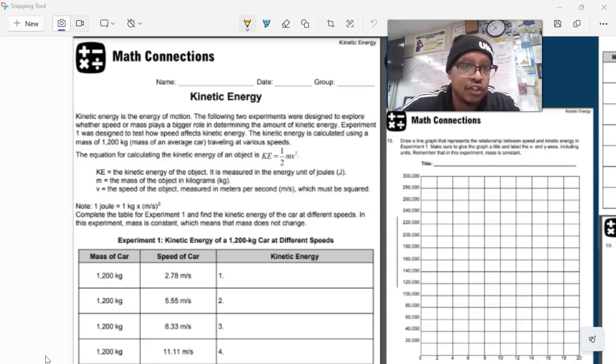All right. So kinetic energy is the energy of what? It's the energy of motion. The following two experiments were designed to explore whether speed or mass plays a bigger role in determining the amount of kinetic energy. Experiment 1 was designed to test how the effects of speed affects kinetic energy. The kinetic energy is calculated by using a mass of 1,200 kilograms, the mass of an average car traveling at various speeds, right? So this is the equation. Kinetic energy is equal to half times the mass times the velocity squared. You guys got everything broken down? This is the same formula we've been using.